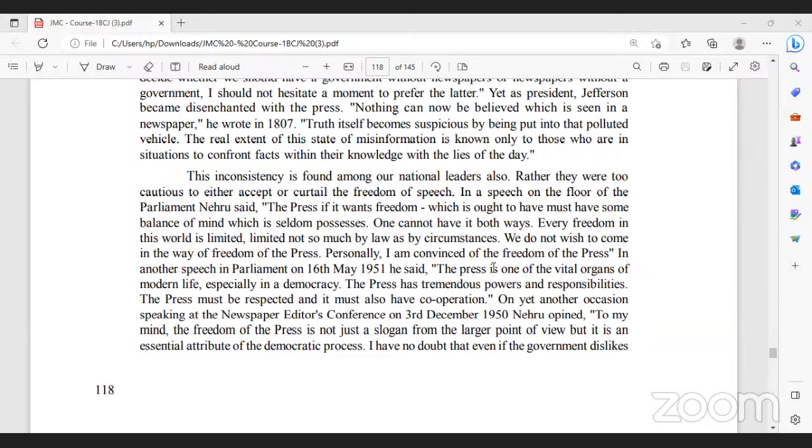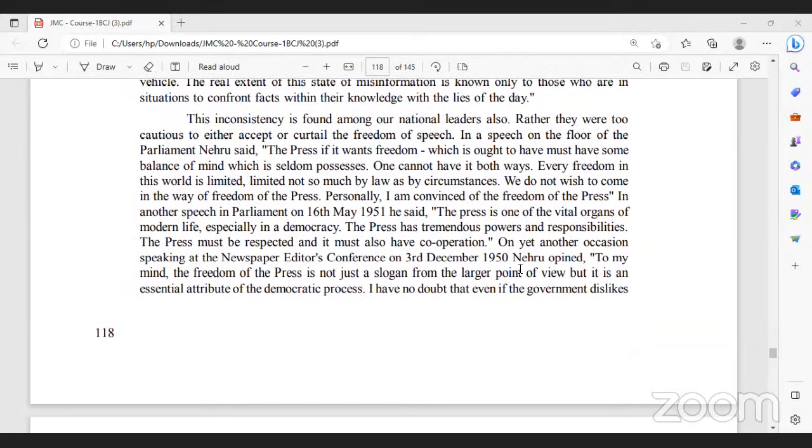And in 1951, in a speech in Parliament, he again stated that the press is one of the vital organs of modern life when we are talking about democracy. So the press has tremendous powers and responsibilities, and the press must be respected and must have all cooperation. And on another occasion, also speaking to the newspaper editors conference, he opined that the freedom of the press is not just a slogan, but a larger point of view, it is an essential attribute of a democratic process.